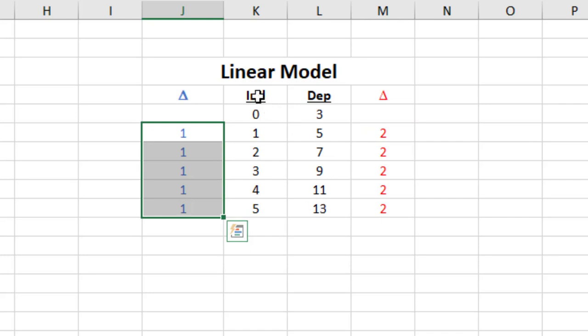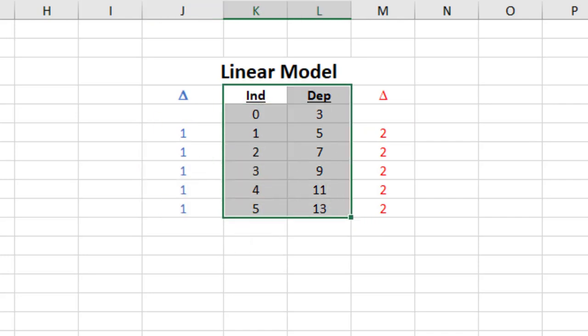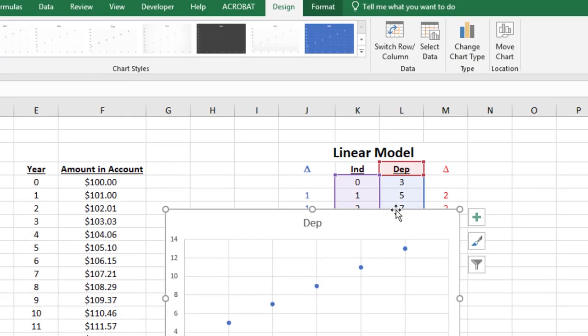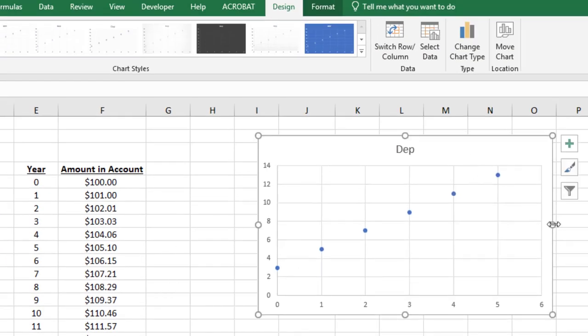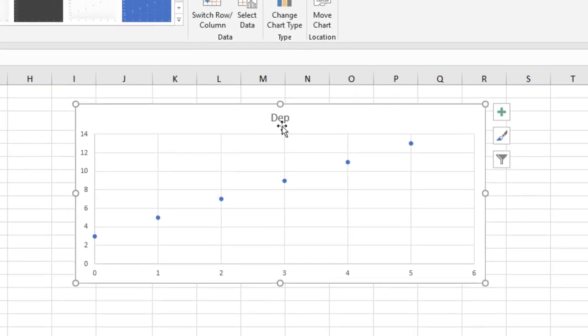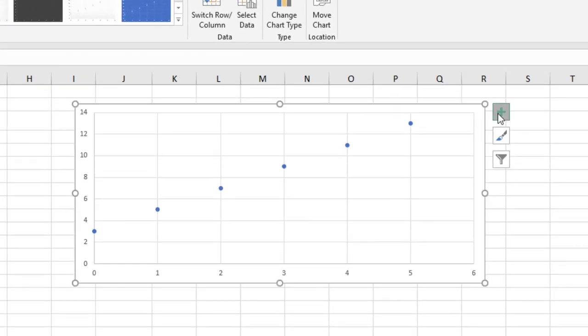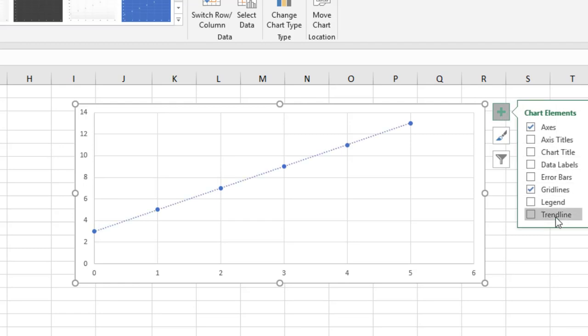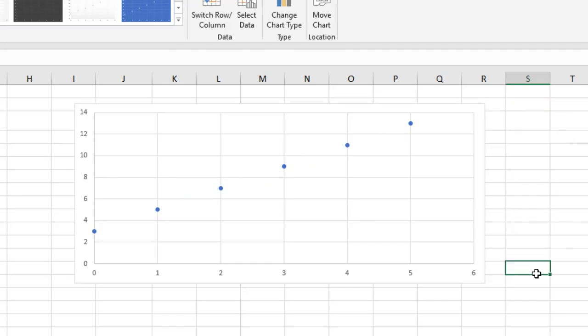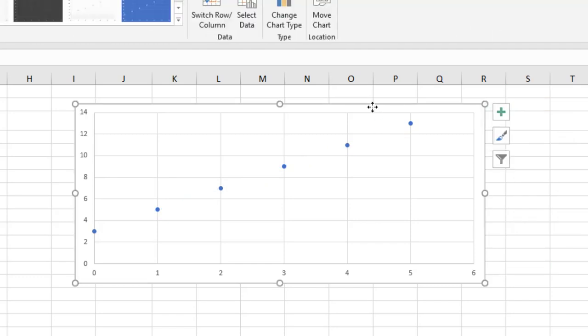Okay, so you see the constant change of the dependent variable with the constant change of the independent variable. And as is no surprise to anyone, I don't think, if you were to graph these using our scatter plots, that is going to be a perfectly straight line. That's the whole point. And if you wanted to fit a trend line to it, no surprise, it's a perfectly straight line.